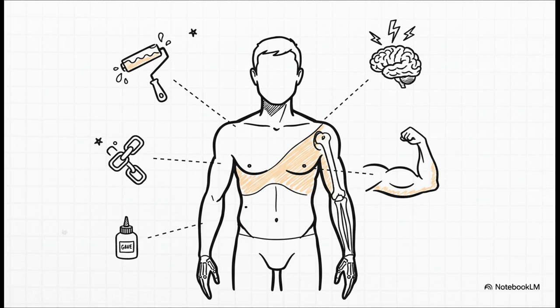Then, connective tissue. This is the one that connects and supports everything. And you won't believe it, but blood is a connective tissue, and so is bone. Next, we have muscular tissue, the movers and shakers that allow all movement. And finally, nervous tissue, our body's control center, sending messages everywhere.